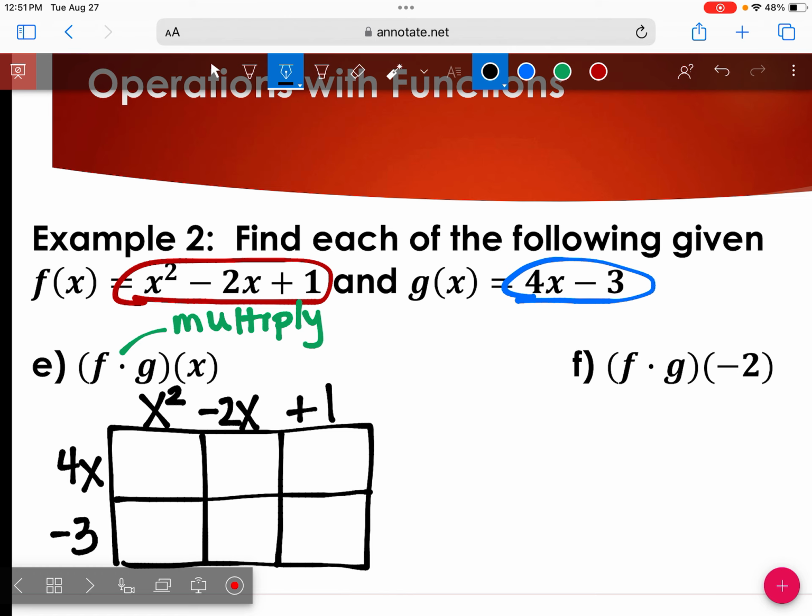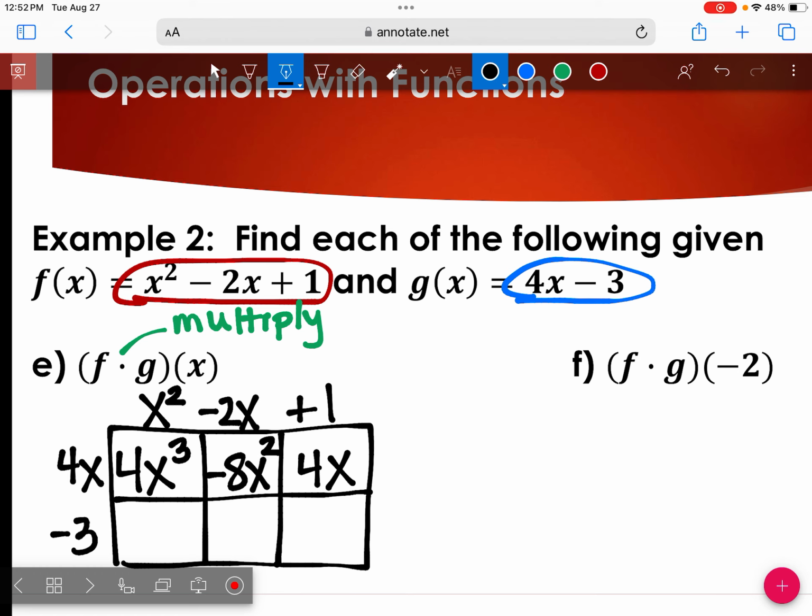All right, so in that first square, we have 4x times x squared, and that would be 4x cubed. And then we have 4x times negative 2x. That's negative 8x squared. 4x times 1 is 4x.